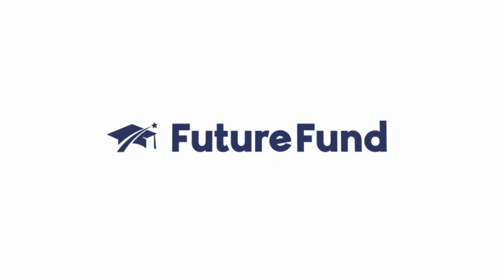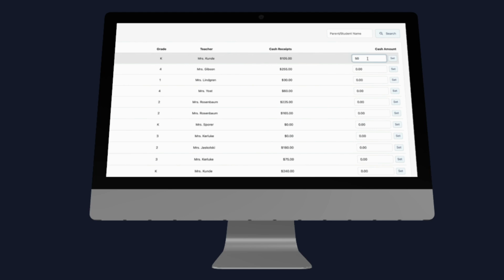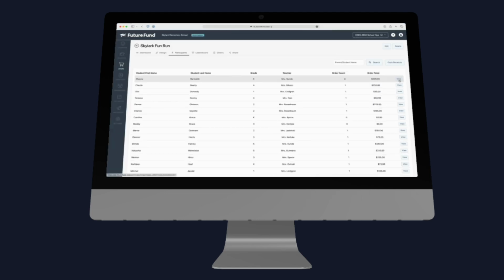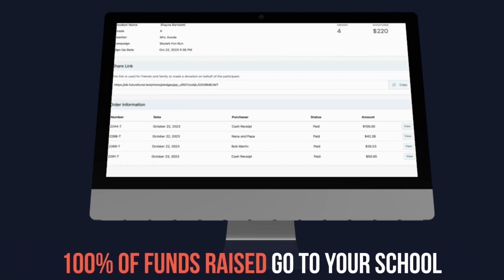Tracking pledges and donations is often the hardest aspect, as you will need something that is easy to access and use. Luckily, there are dedicated fundraising tools available that are specifically designed to help schools process payments with ease, like Future Fund. Future Fund's built-in pledge campaigns allow you to easily collect money and keep donations and pledges organized. Since parents cover payment processing fees, 100% of the funds raised go to your school.